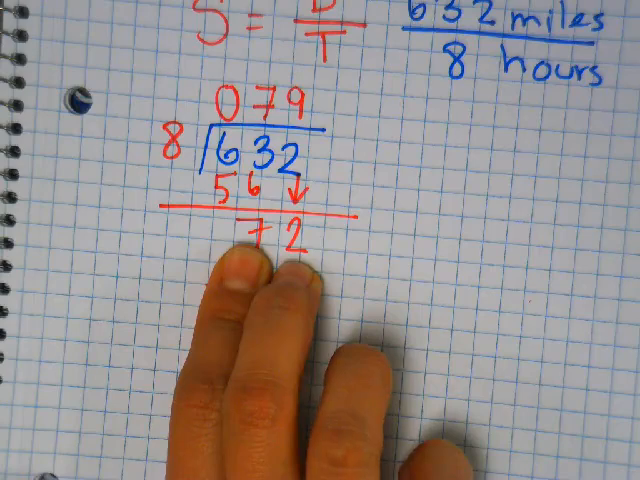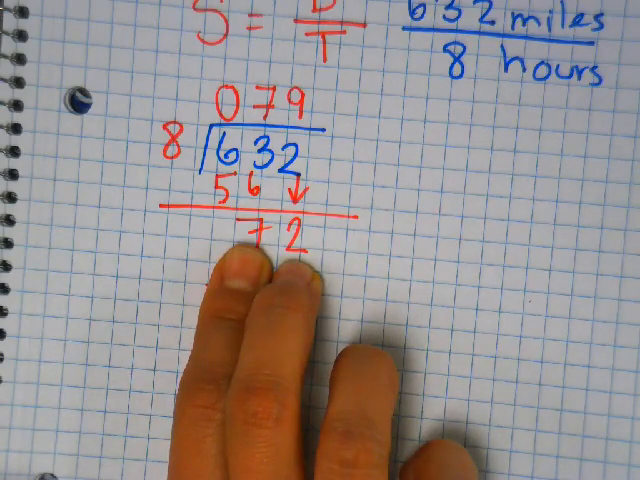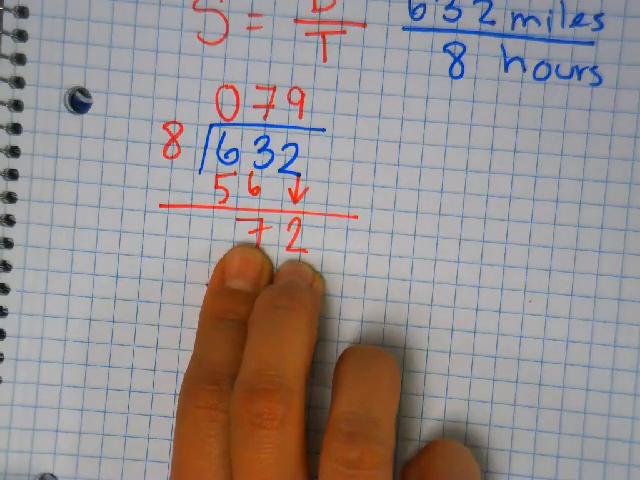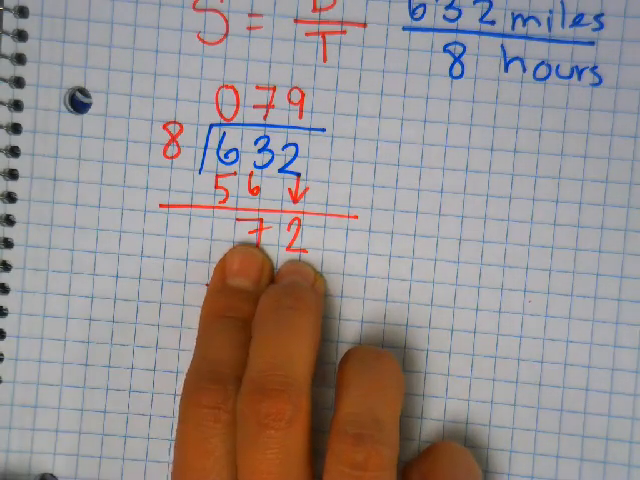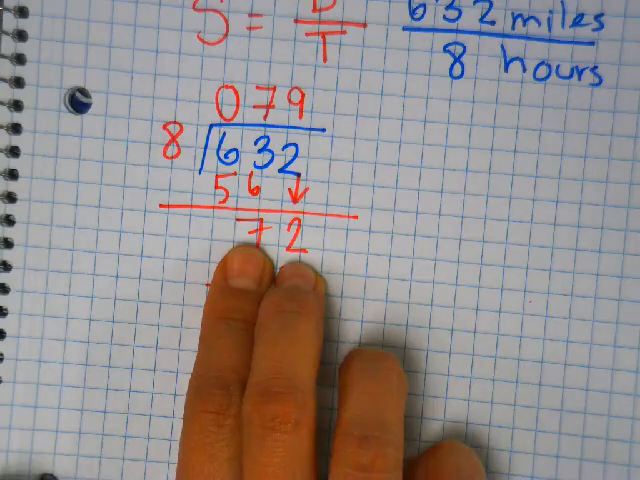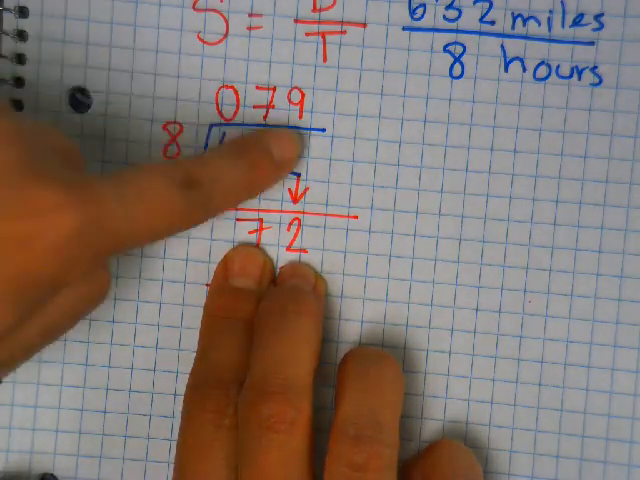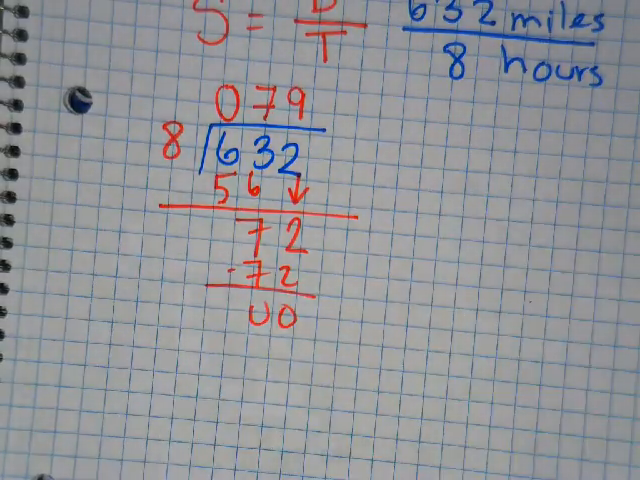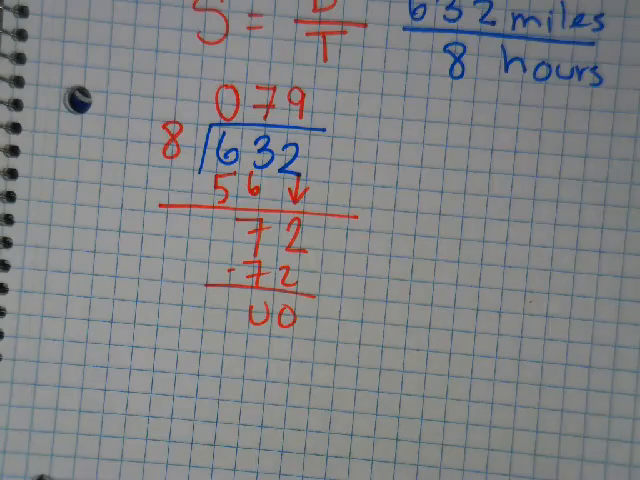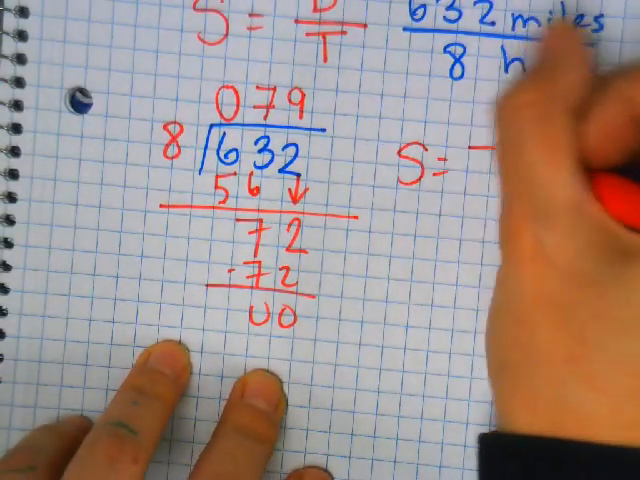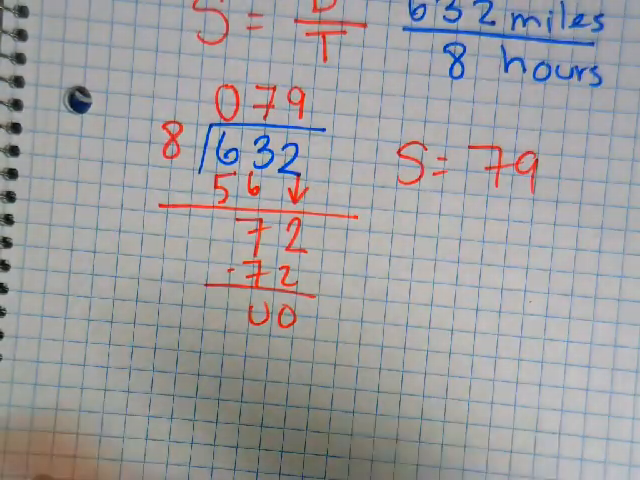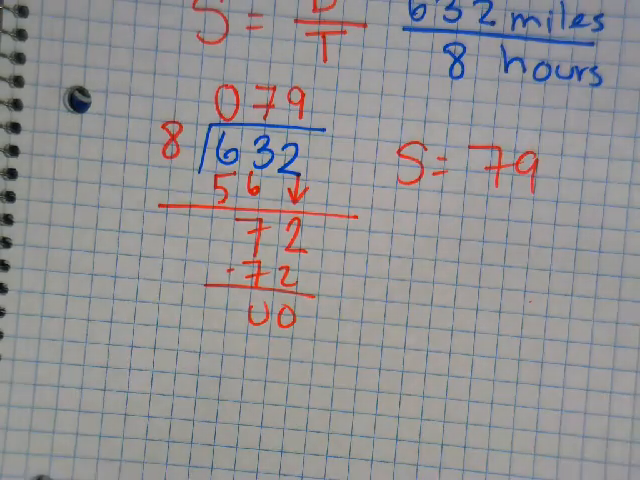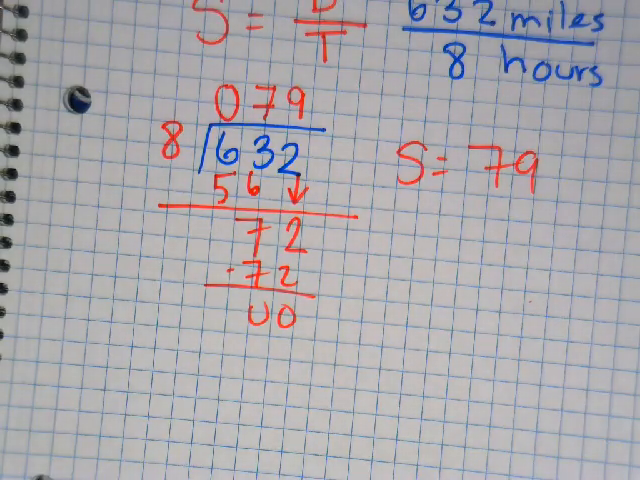72. Then you ask yourself, how many times does 8 go into 72? 9. 9 times 8 is 72, so 72 minus 72 equals 0. Okay, so what if I go, Miss O'Malley, there it is, I'm done? No. What are we missing? Miles per hour. The units.